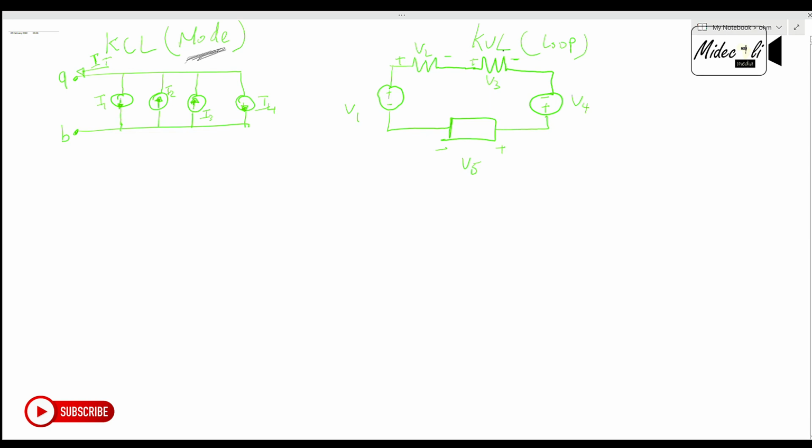While for KVL, it states that the algebraic sum of voltages in a closed circuit or a loop, the word loop, is equal to 0. So I'm going to write it now: the algebraic sum of current entering a node is equal to the algebraic sum of current leaving a node. And this one states that the algebraic sum of voltage in a loop is equal to 0.